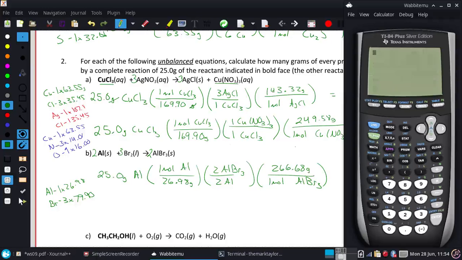So 25 divided by 26.98 times 2 divided by 2 times 266.68, and we get that 247 grams.